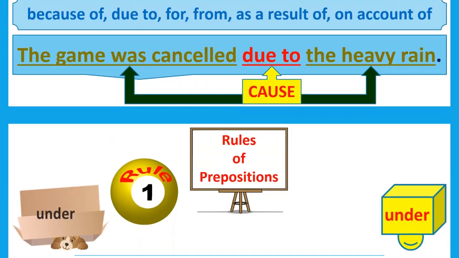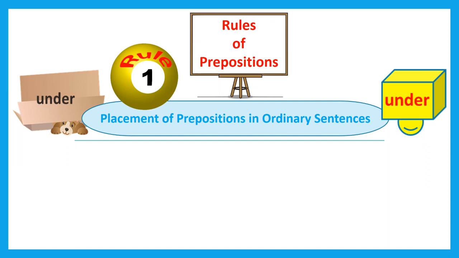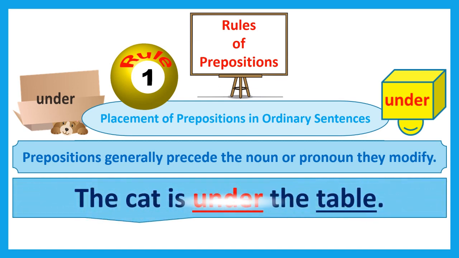Let's list the rules of prepositions. Rule 1. Placement of prepositions in ordinary sentences. Prepositions generally precede the noun or pronoun they modify. For example, the cat is under the table. In this example, the preposition "under" is linked to the noun "table."